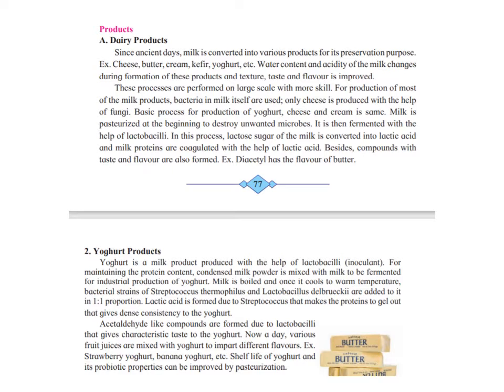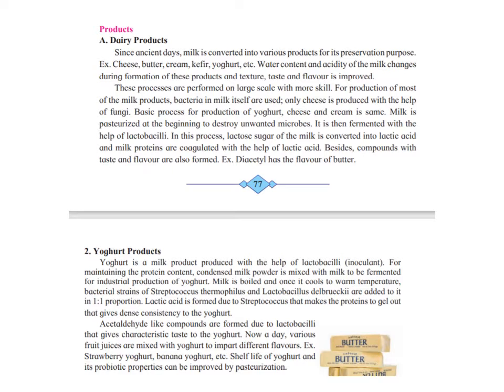Now, these processes that we are doing are at a small scale in our own house. But when we try to do it on a large scale for commercial purpose or for selling, at that time it needs a proper technique using microbiology and microorganisms. So these processes are performed on a large scale with more skill. For production of most of the milk products, the bacteria in the milk are used. We know that milk contains a bacteria called lactobacillus. Only cheese is produced with the help of fungus or fungi.